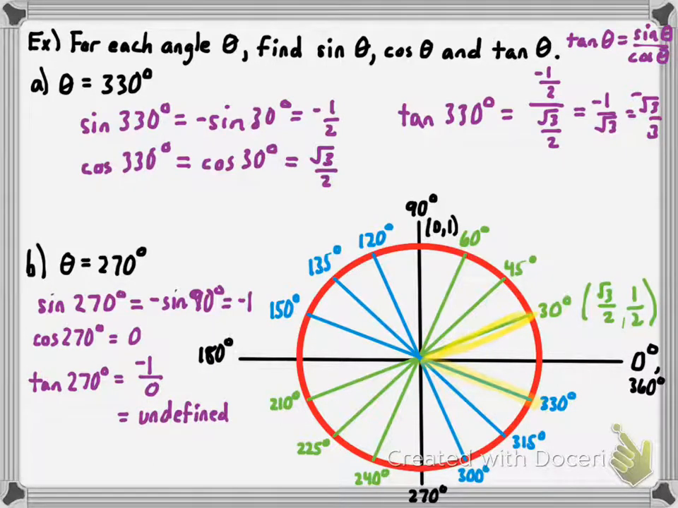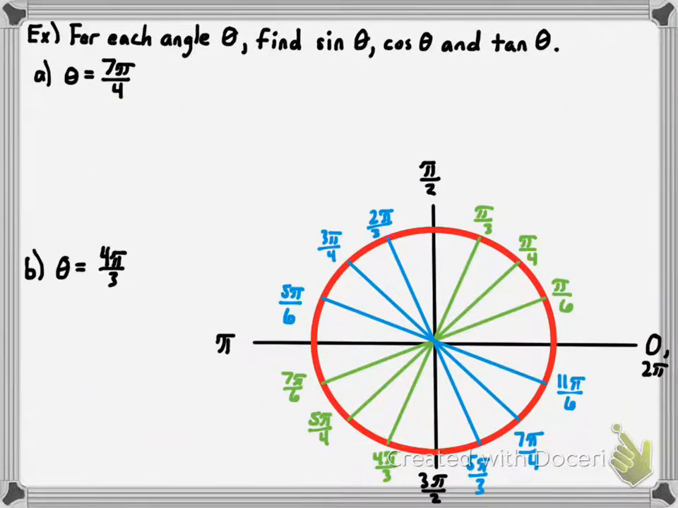Now I'd like you to see if you can do the same thing for angles between pi and 2 pi whenever we're dealing with radian measures. Find the sine, cosine, and tangent of 7 pi over 4 and for 4 pi over 3. Pause the video, try it, then unpause and see the results.